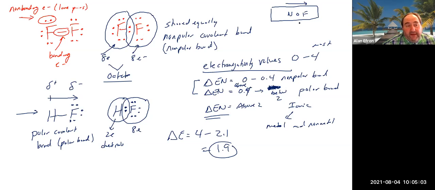Same thing if you're comparing things in a group: electronegativity increases as you go up. So if you're comparing oxygen and sulfur, oxygen is higher up, so it should be more electronegative than sulfur, and would create a polar bond.